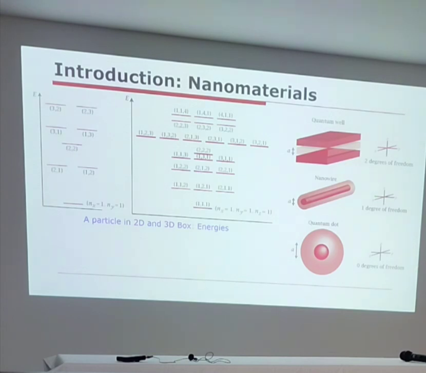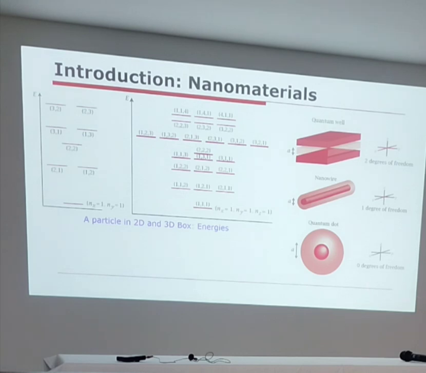Now I'll just create an analogy of this particular system with respect to quantum well, nanowires, and quantum dots. A quantum well is just as if we are talking about a graphene sheet, right? And in this case, we are creating a confinement only in one direction. So this is a very good example of one-dimensional confinement, or a particle in a one-dimensional box, having 2 degrees of freedom. When I say 2 degrees of freedom, that means the particle is free to move in this direction, free to move in this direction, but not free to move in the other direction. Similarly for nanowires and quantum dots as well.